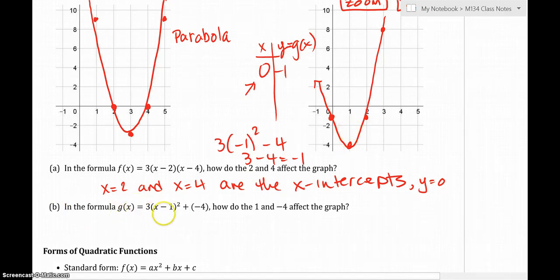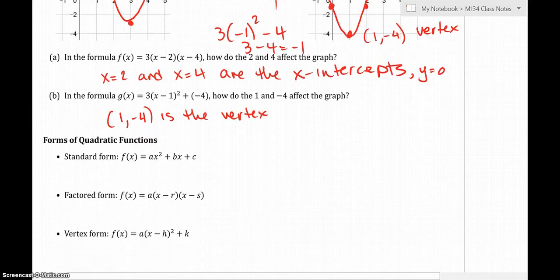In the formula g of x for the second one, what did the 1 and -4 do? Notice how here is the opposite signs on this one too, but in this one it's not. That's why they put plus -4. But anyway, if you look at what (1, -4) is, it looks like it's the vertex. This point down here is called the vertex. The lowest point or the highest point on the graph of a parabola is called the vertex. So the point (1, -4) is the vertex.